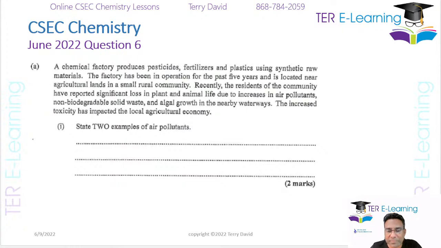So let's see what's happening here now. We have a chemical factory. It produces pesticides, it produces fertilizers, it produces plastics. I said those are bad things it produces, using synthetic raw materials. The factory has been in operation for the past 5 years and is located near agricultural lands in a small rural community. So you have this factory somewhere in the bush, but it pollutes the environment. Recently, the residents of the community have reported significant loss in plant and animal life due to increases in air pollutants, non-biodegradable solid waste, so that could be plastic they're talking about here, and algal growth in nearby waterways. The increased toxicity has impacted the local agricultural economy.